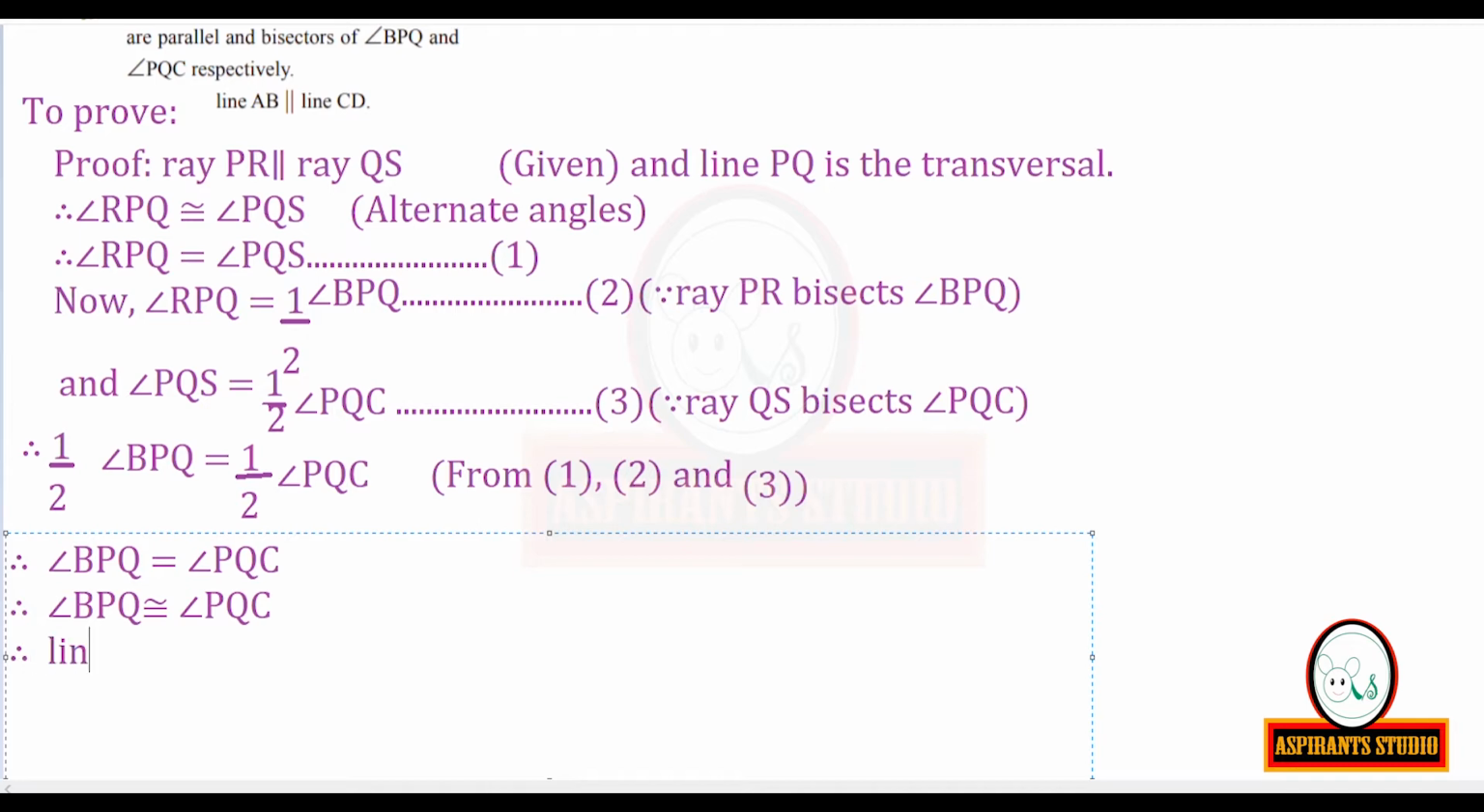Now these two are alternate angles. Look at the figure, you can see. These two angles are alternate angles. So line AB is parallel to line CD by alternate angles test. By alternate angles test for parallel lines. Hence we prove that line AB is parallel to line CD. You have to write one more line like that. Hence we prove that line AB is parallel to line CD.